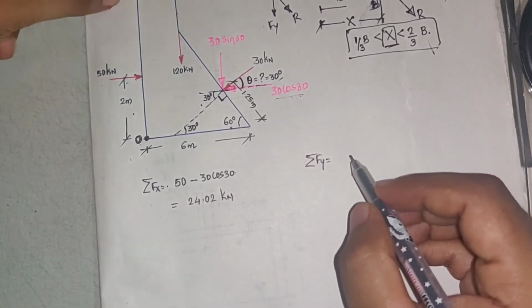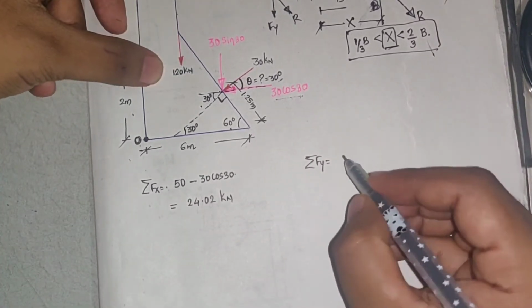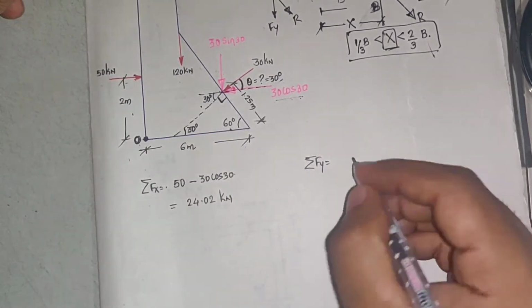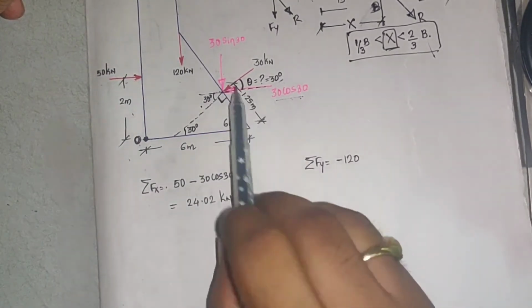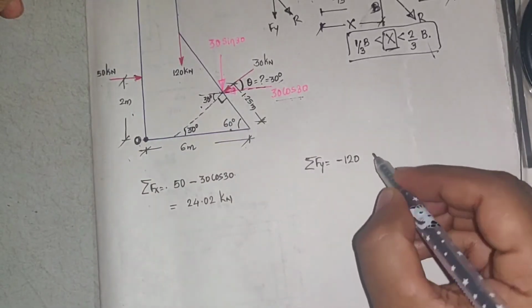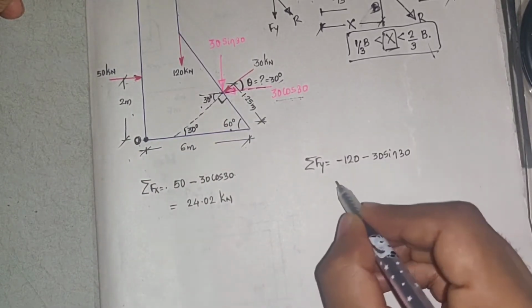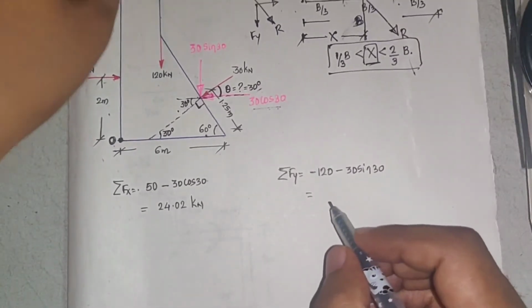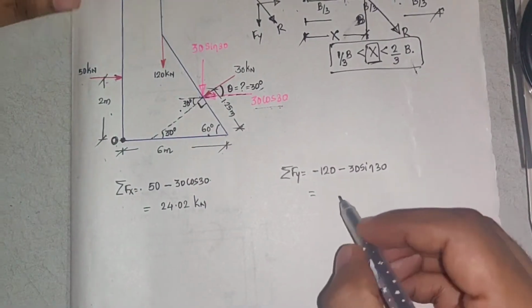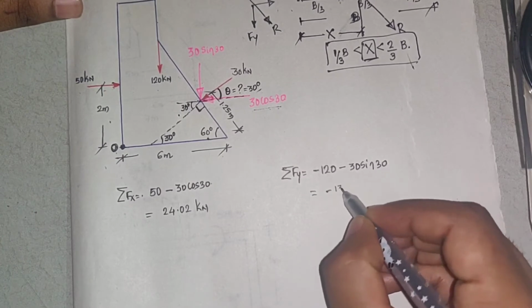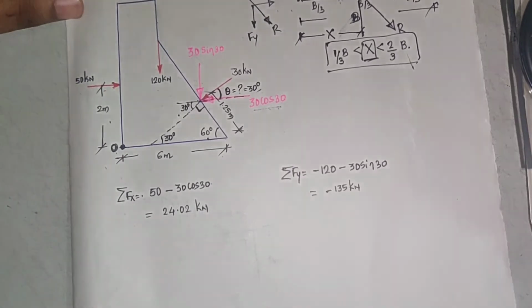Similarly, I'll find summation Fy. Summation Fy equal to, now what are the forces? This 120 is acting downwards, so minus 120, and this 30 sin 30 is also acting downwards, so minus 30 sin 30. So I'll get this as minus 135 kilonewton.